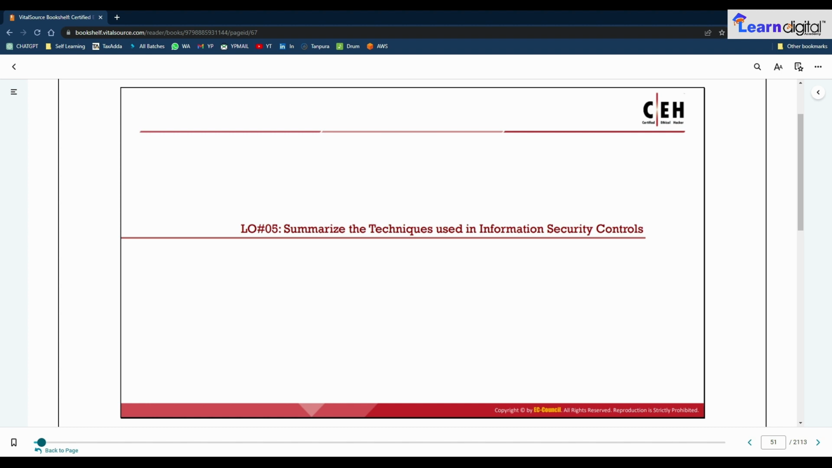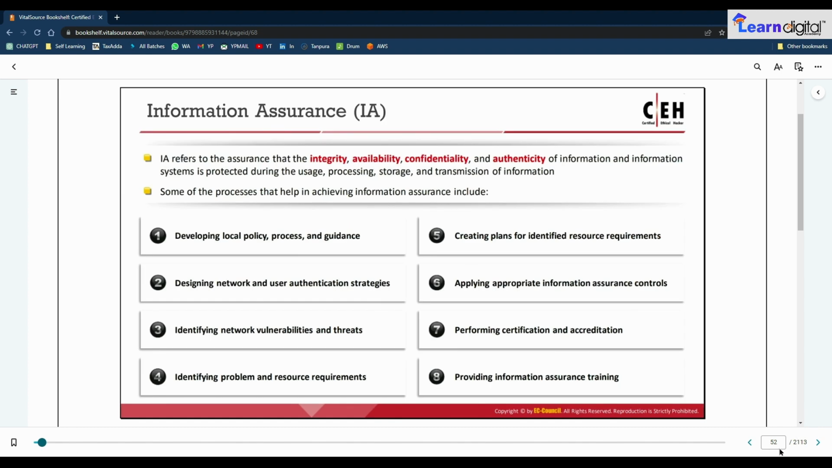Information is the greatest asset of an organization. It must be secured using various policies, creating awareness, employing security mechanisms, or by other means. In information security controls, we will quickly go through some basic points. The first point is information assurance. IA, or information assurance, refers to the assurance of the integrity, availability, confidentiality, and authenticity of the information and information systems during the use, processing, storage, and transmission of information.